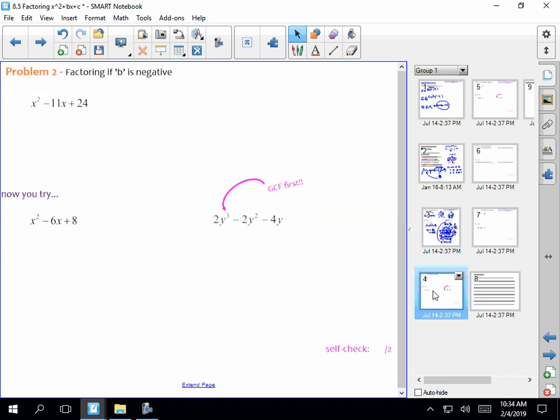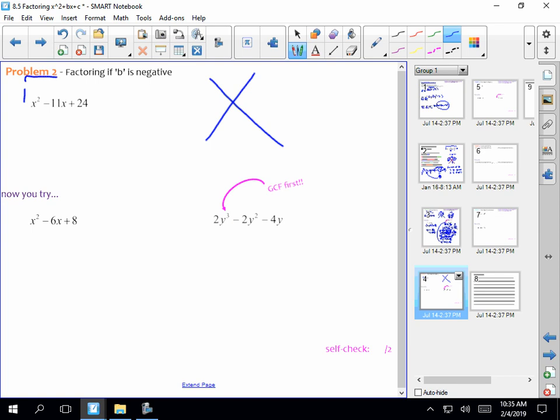All right, factoring if b is negative. So we're still going to, at this point, use the big X. We are this time, though, looking for factors of 24, remember there's an unwritten 1 there, 1 times 24, which is positive 24, that add to equal negative 11 this time. So if b is negative, we have a negative term there in the middle. And so when I list my factors, I need to consider factors of 24 that are both negative because they have to multiply to equal a positive.